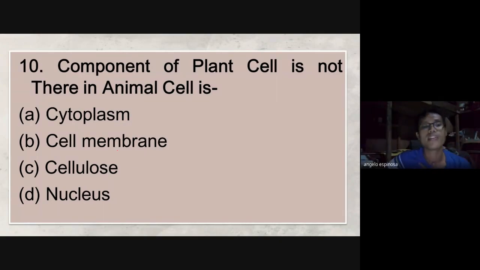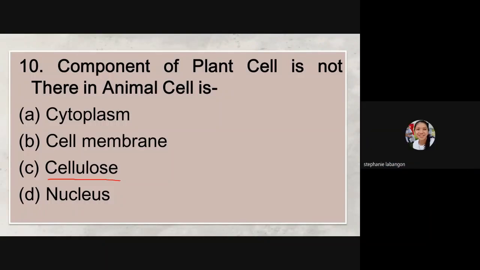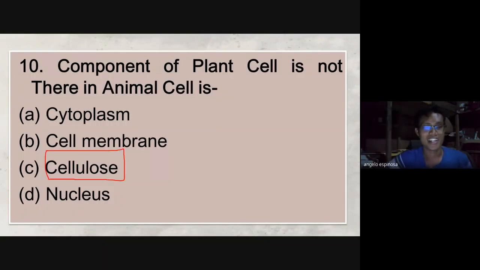Nakita na lang yung boobs ko. Yan, we have cellulose. Very good. Yan lang ko kasi taos nakita yung boobs ko. Mga boys dyan, tingin-tingin.